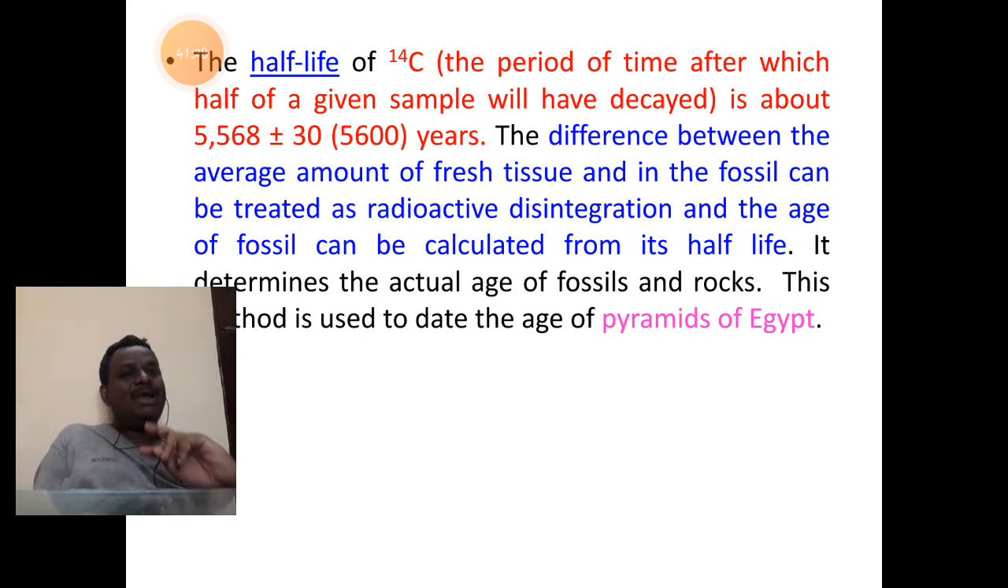So we calculate with the difference of C14 that exists now and in the past, and we give the age of that particular fossil. And this is the method which is used to date the age of the pyramids of Egypt.